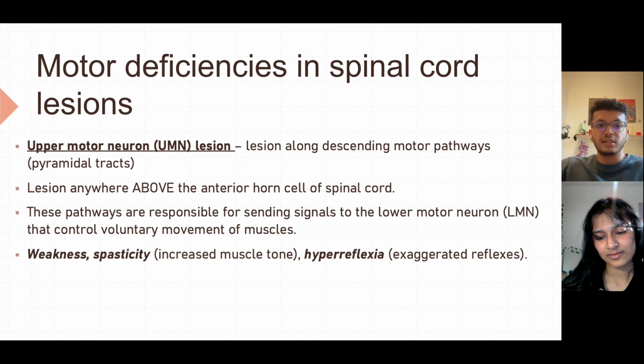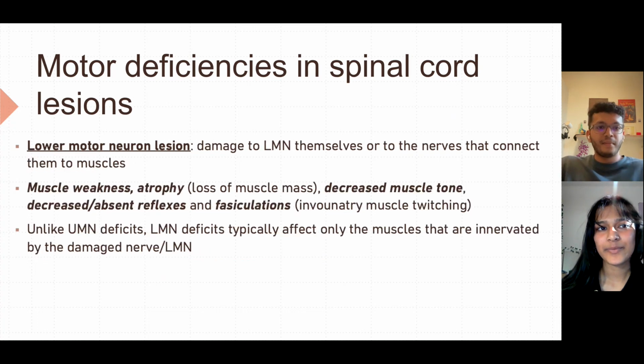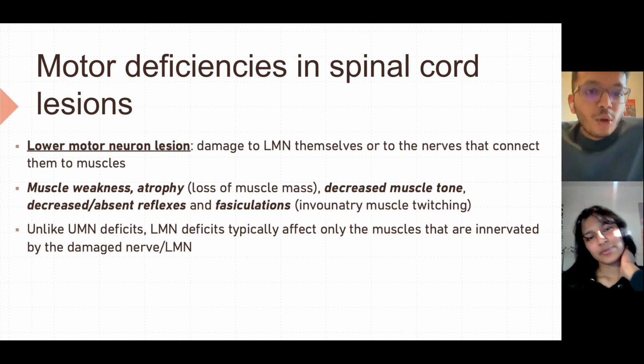So if you have a lesion in this area, you'll get weakness, obviously, and spasticity. Spasticity is basically just increased muscle tone and hyperreflexia. It's important to know that these upper motor neurons are responsible for sending signals to your lower motor neurons and control voluntary movements, as Nihar said before. Okay, next, please.